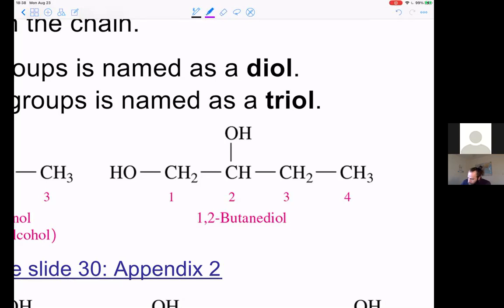So notice here that we've kept the E because we don't want to write bute and diol. We don't want to have 2 consonants next to each other. So that's when we keep the E. So it's not butanediol, it's butane diol. Di, because now we have 2 alcohol groups. Notice that di corresponds to alcohol groups, and we've indicated the position of both of them using those numbers.